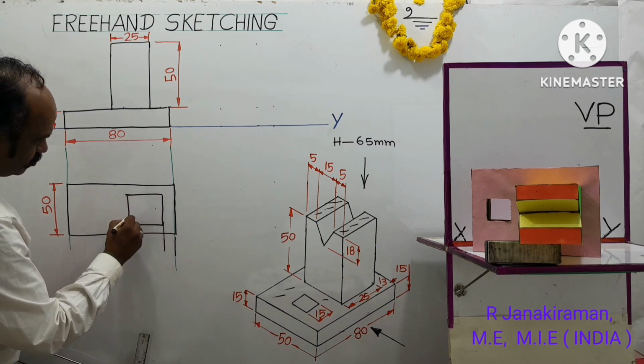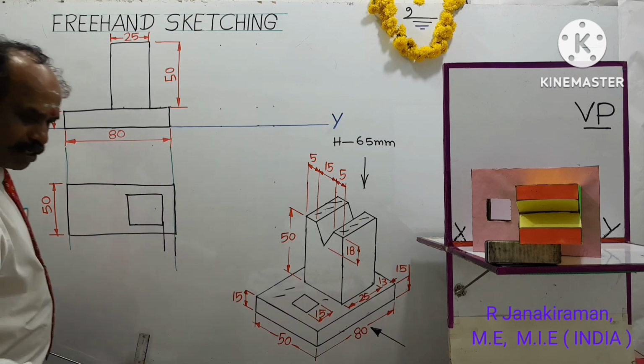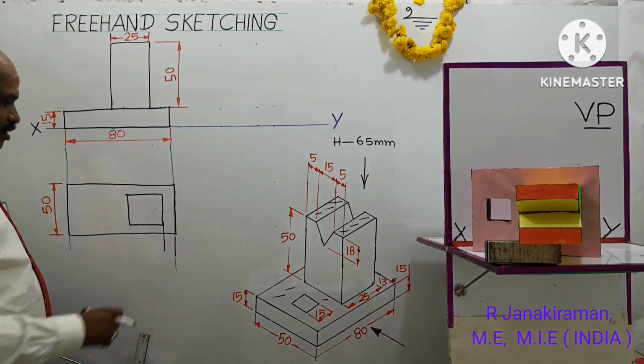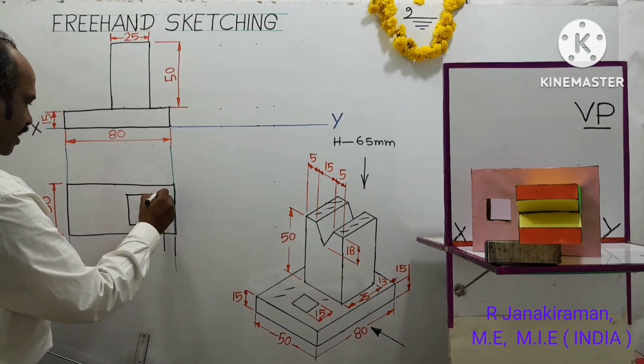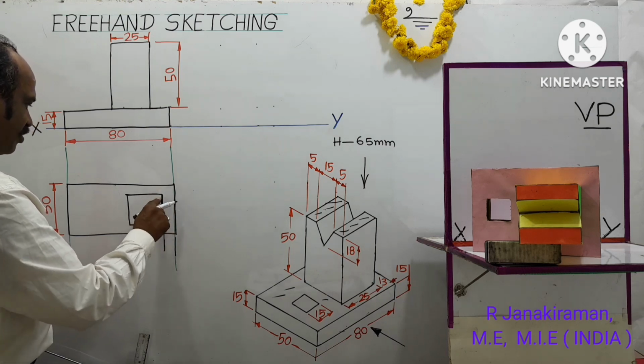Square. Suppose if the line goes across, we erase that part and correct it. Don't paint the line, don't do it like this. You erase the part.